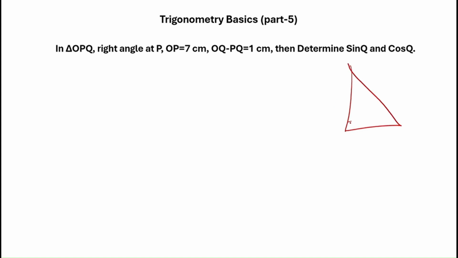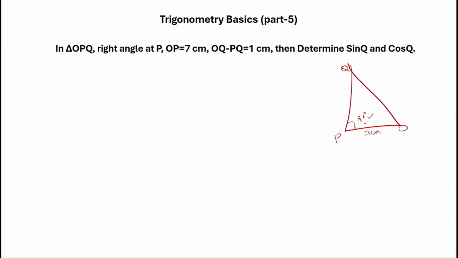See the right angle triangle OPQ, right angle is at P. So at P, the angle is 90 degrees. And another two vertices are O and Q. So one side OP, let us take OP is equal to 7 centimeter and PQ is unknown. So if you know PQ, then automatically you can find out the hypotenuse and then sin Q and cos Q.